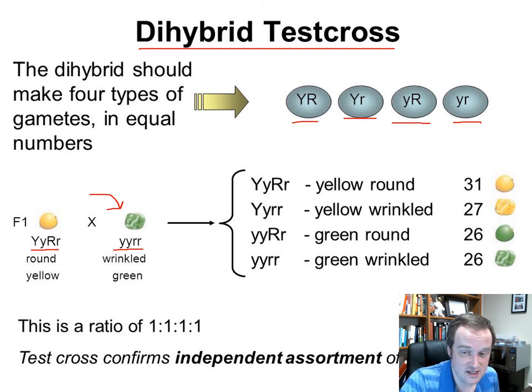Because of this, we have offspring that we can look at, and like the pedigree analysis, it's not always a perfect ratio, but it's very close. So we see that this is roughly 1:1:1:1. And so this test cross confirms the independent assortment of these alleles.